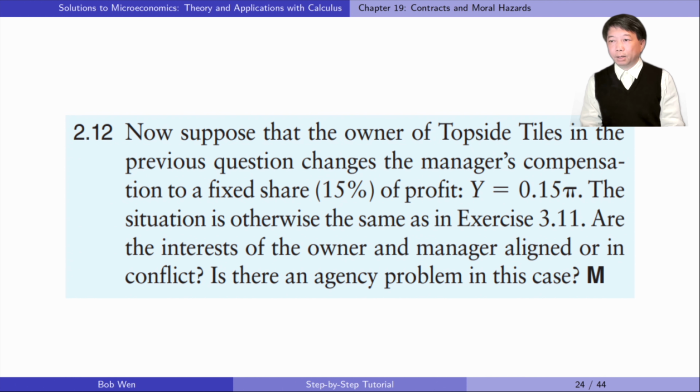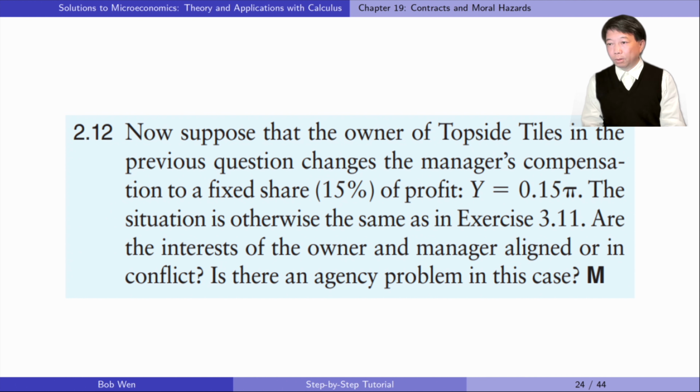Let's answer exercise 2.12. Now suppose that the owner in the previous question changes the manager's compensation to a fixed share, 15% of profit. The situation is otherwise the same as in exercise 2.11. Are the interests of the owner and manager aligned or in conflict? Is there an agency problem in this case?